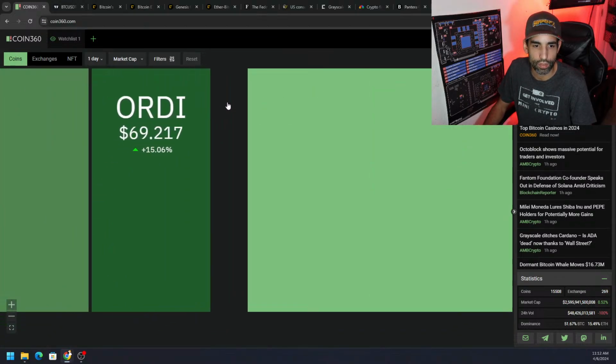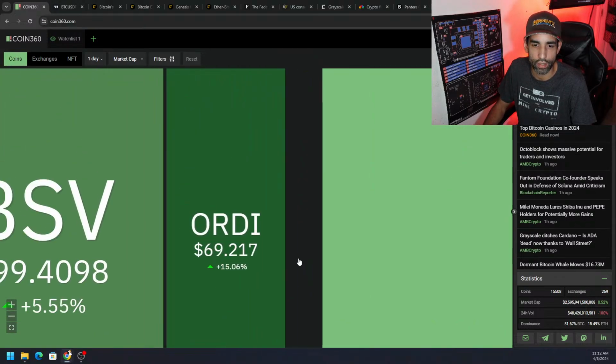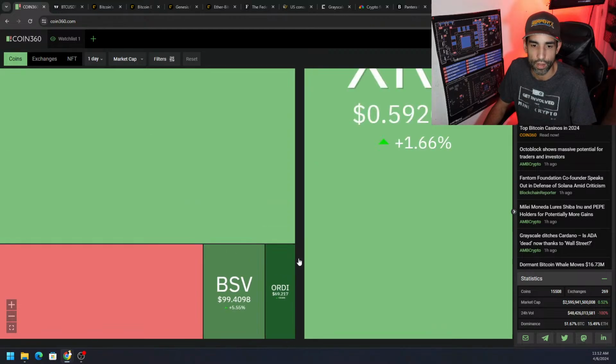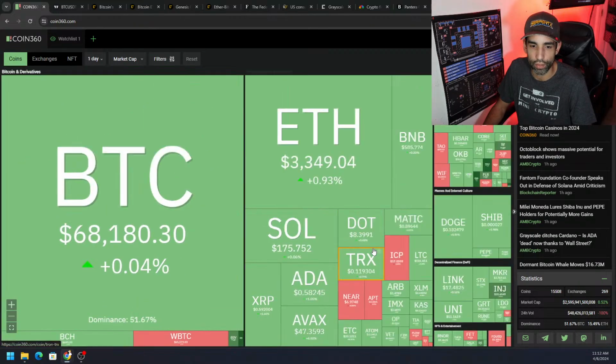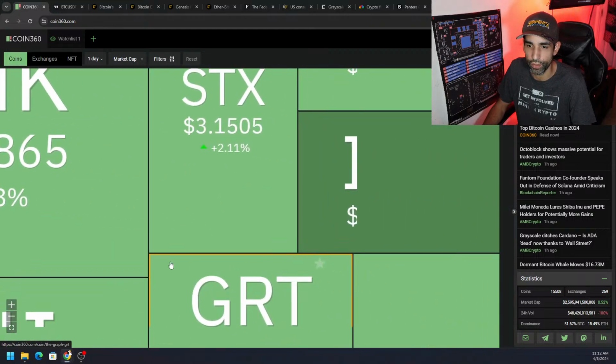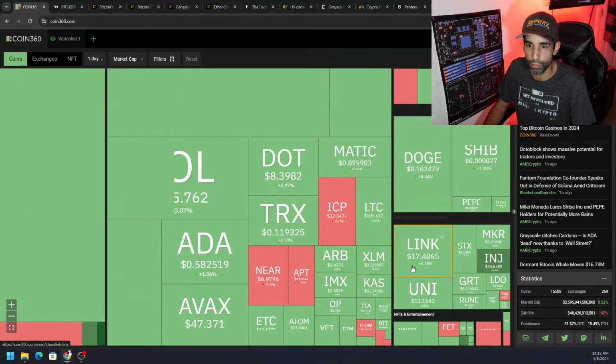Anyways, we got some tokens that are deep in the greens here, like Ordi or Ordinals, up 15%. BSV up 5.5%. Not that I really care. Bitcoin's only up about 0.04%. Ejective looking pretty good at 10.46%.